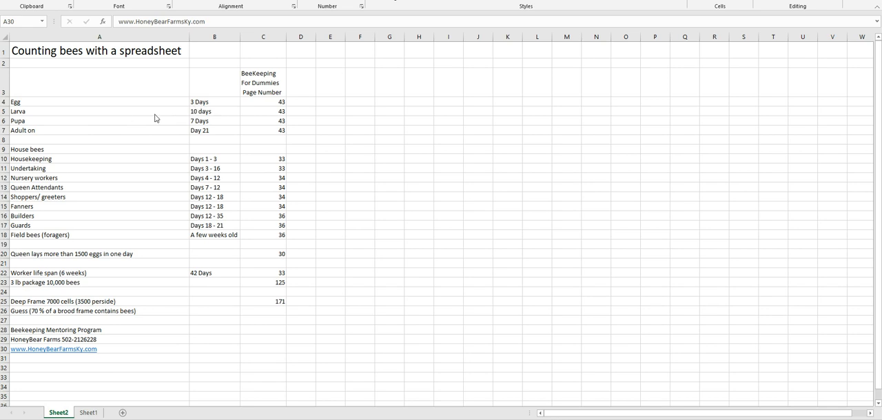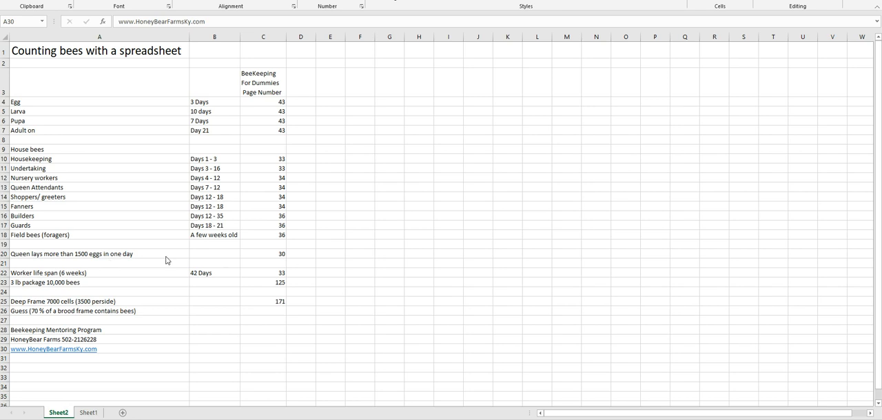So I was reading on page 43, and I see that a bee is an egg for 3 days, a larva for 10 days, a pupa for 7 days, and then on day 21, it emerges as an adult bee. So I'm talking about the worker here, and you can see that the worker bee has all of these tasks to do and the days. And also notice that the field bees start being field bees when they're a few weeks old. So a few weeks to me is like 3 weeks, so I'm using 21 days for my calculations.